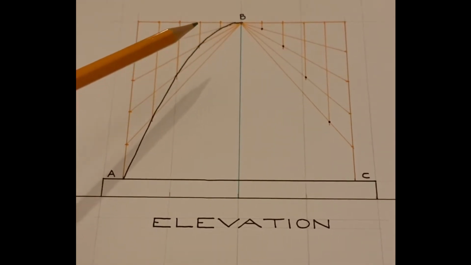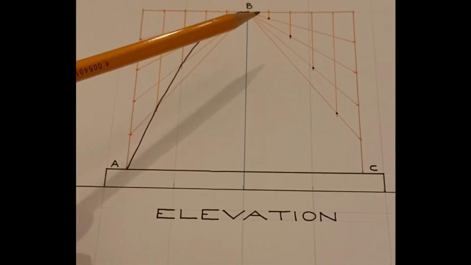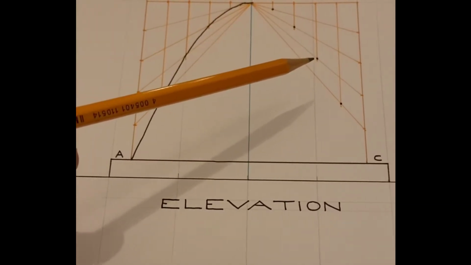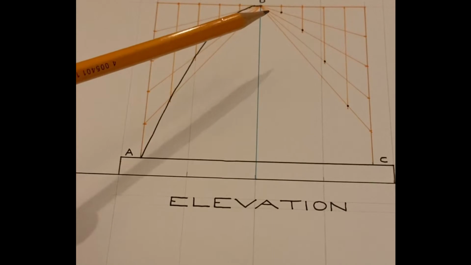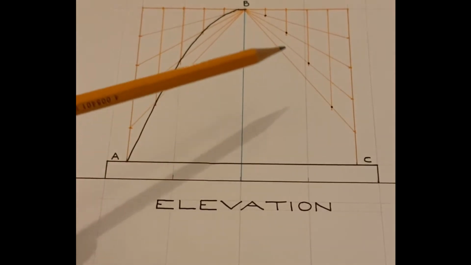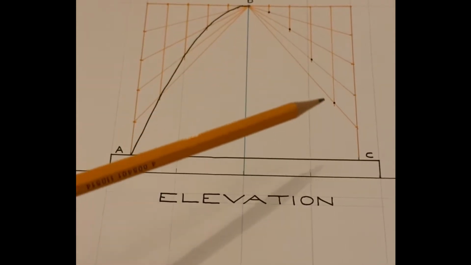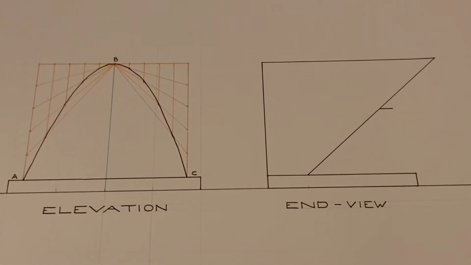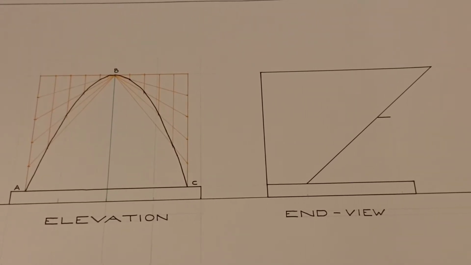Once you have these lines joined into B, the lines there that we marked at 12 mil, you drop this one down onto the first line, get your first point, the second point, the third point and the fourth point, and you mark those points. Then you join those very neatly and accurately together with a freehand curve connecting C to B, as has been done here from A to B. And that completes the parabola in the elevation.